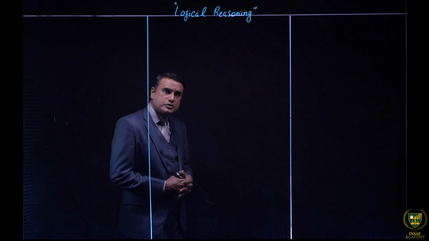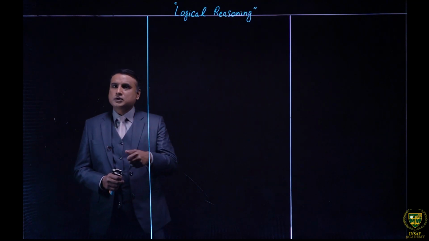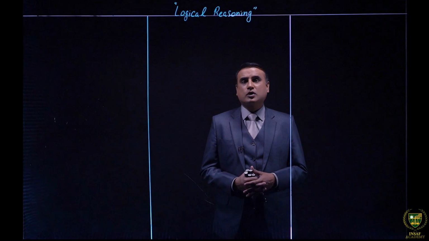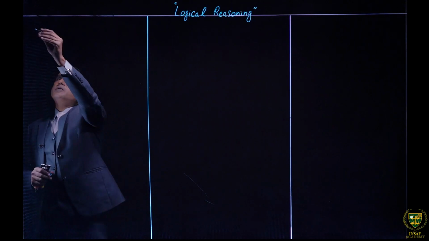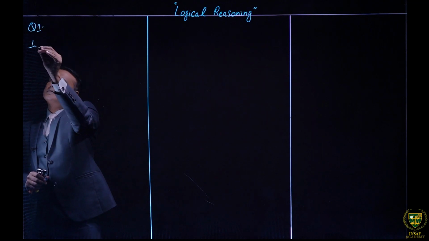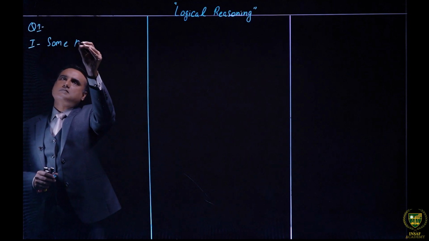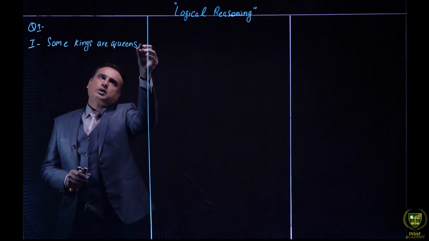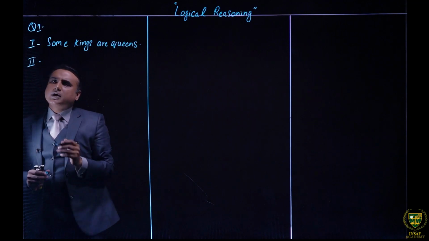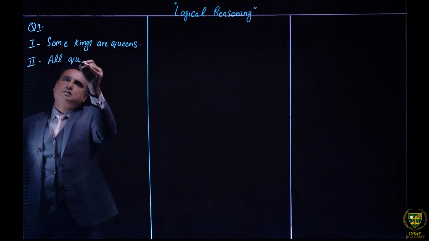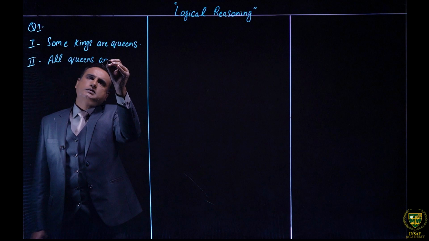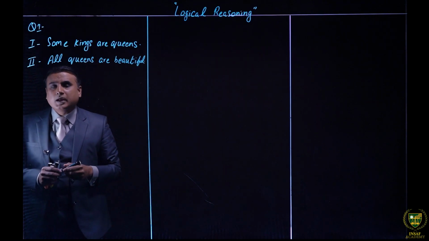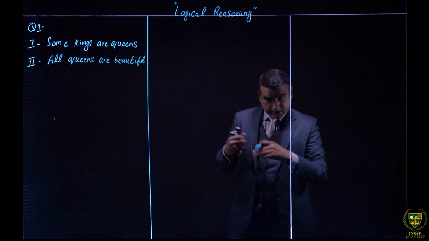We have discussed the three scenarios in the last lecture: only one follows, only two follows, and either one or two follows. Now we are going to discuss the remaining two scenarios of logical problems. The first statement we have is, some kings are queens. And statement two is, all queens are beautiful.